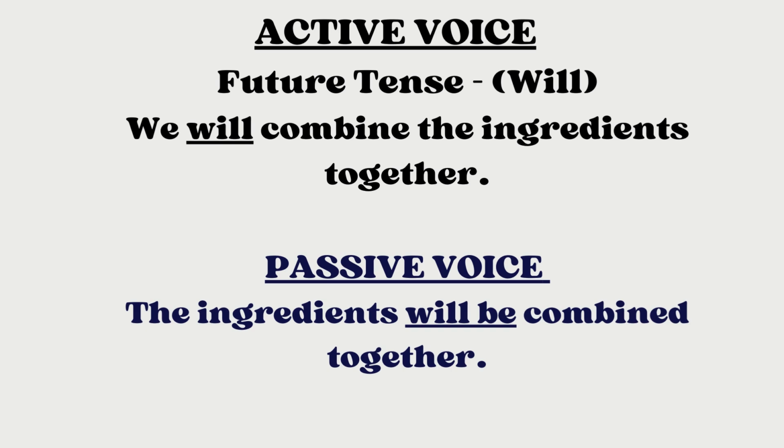In this sentence, the subject is the pronoun we. Will is a helping verb followed by the main verb combine. The object here is ingredients. Here is how this sentence will look like in the passive voice. The ingredients will be combined together. Here we added the auxiliary verb be before the main verb.